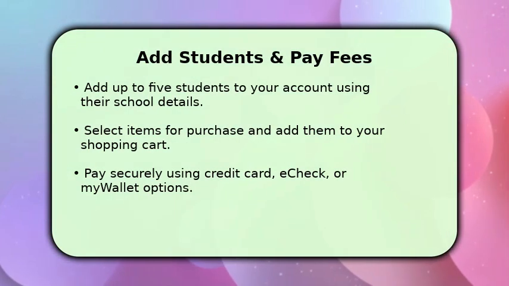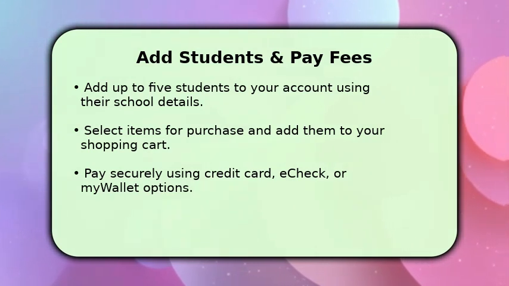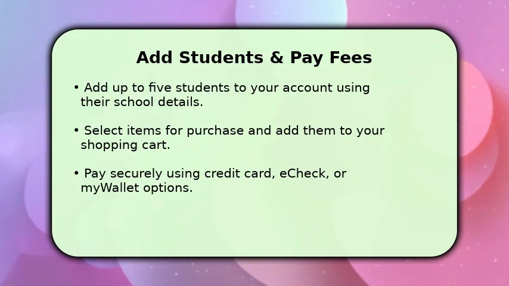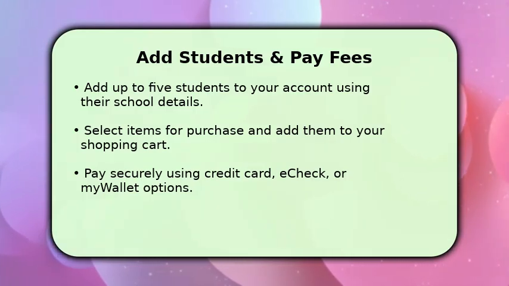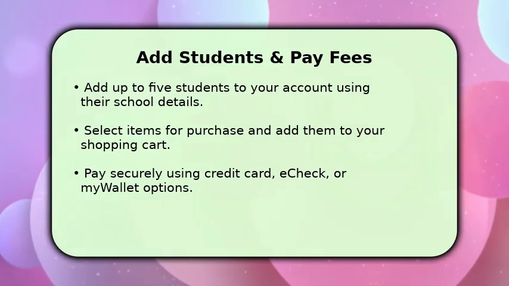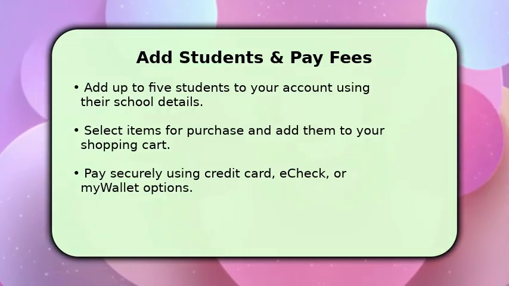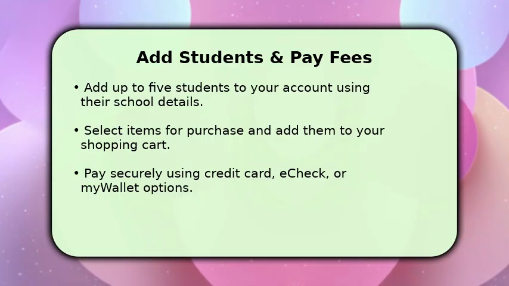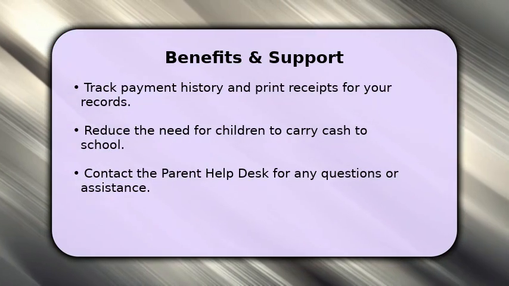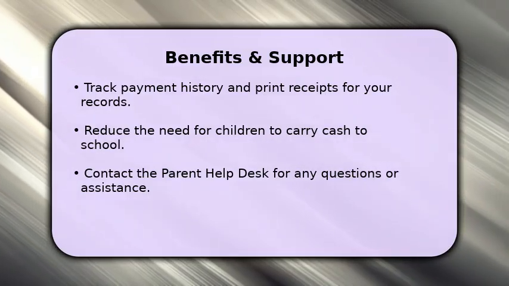Once registered, you can easily add your children to your account. You can link up to 5 students by entering their school board name, school name, and student details. After adding your students, you'll see all available items for purchase. Simply select the items you wish to buy and add them to your cart. When ready, proceed to checkout and choose from 3 secure payment methods: credit card, e-check, or the convenient My Wallet feature.